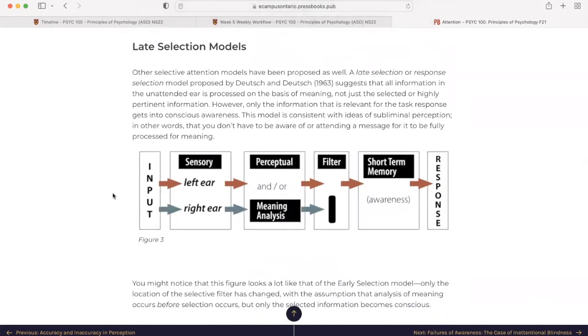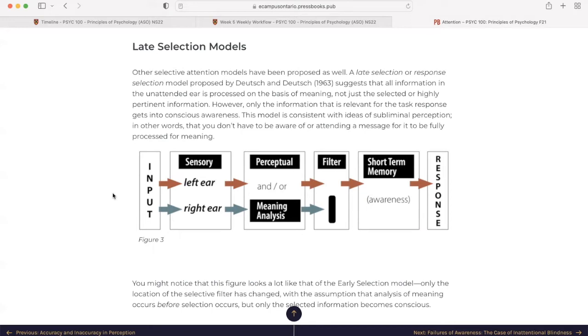Next is late selection models. Other selective attention models have been proposed as well. A late selection, or response selection, model proposed by Deutsch and Deutsch suggests that all information in the unattended ear is processed on the basis of meaning, not just the selected or highly pertinent information. However, only the information that is relevant for the task response gets into conscious awareness. This model is consistent with the ideas of subliminal perception. In other words, you don't have to be aware of or attending a message for it to be fully processed for meaning.